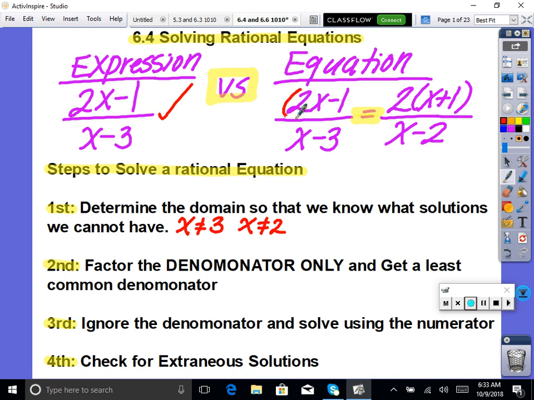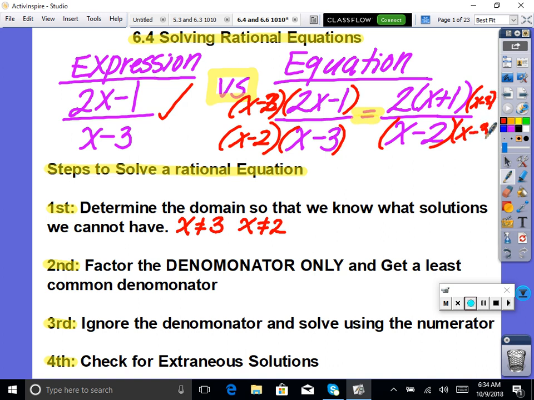So it looks like with two terms, remember I always use parentheses, so I'm going to go fix that. So we're going to multiply by x minus 3. No, we're not. x minus 2 and x minus 2. Then this one's going to multiply by x minus 3 and x minus 3. Now we've done step 2, factor denominator and get a least common denominator. Third step is we can literally just now ignore the denominator completely and solve using the numerator. So I'm just going to literally ignore it. Now let's write out the numerator.